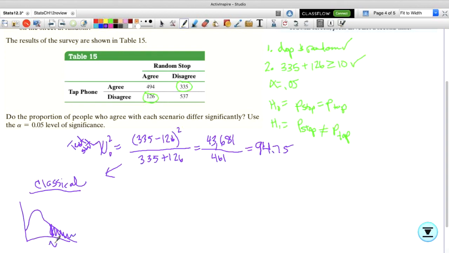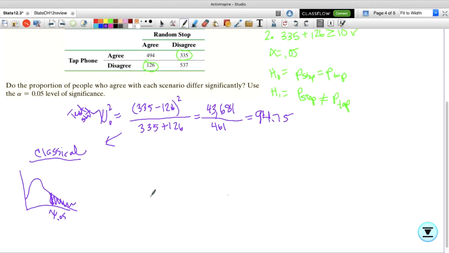So we're going to have to find out the chi-squared value for 0.05 here. And then we're going to see, is this 94.75 going to be in the non-shaded area or the shaded area? If it falls in the shaded area, we say yes, there's enough evidence. If it's not, then we say no, there's not enough evidence to reject the null.